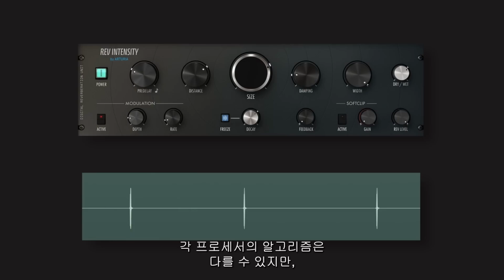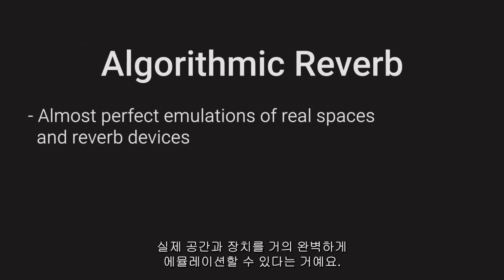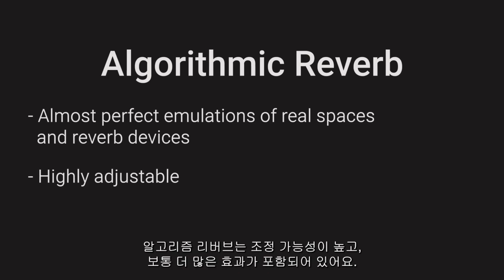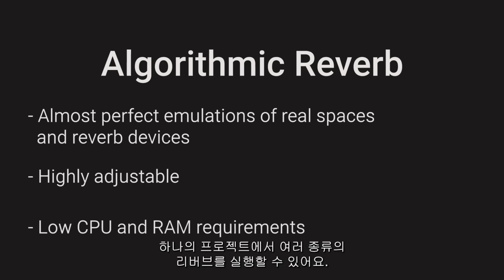Although the algorithms vary between different processors, a few things they have in common is that they offer almost perfect emulations of real spaces and devices. They're highly adjustable and usually filled with many more effects, and the modern plugins have relatively low CPU and RAM requirements, so you can run multiple different types of reverb in one project.